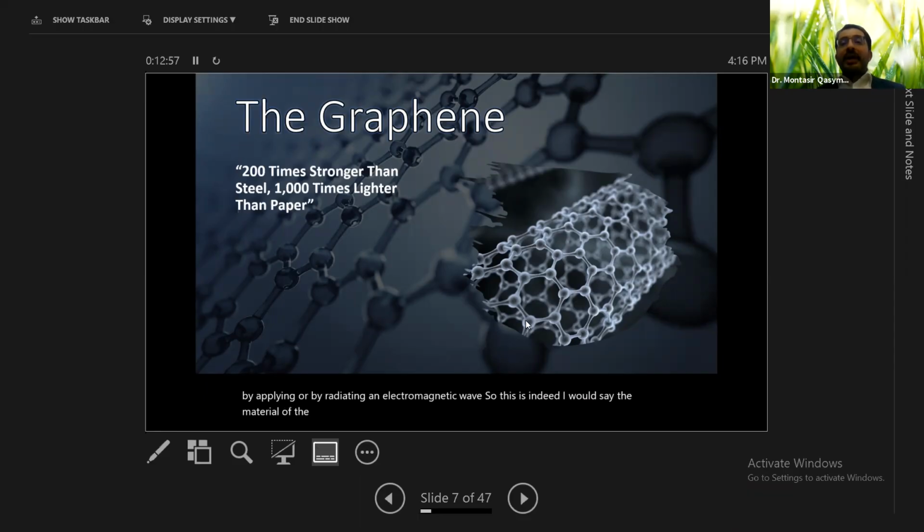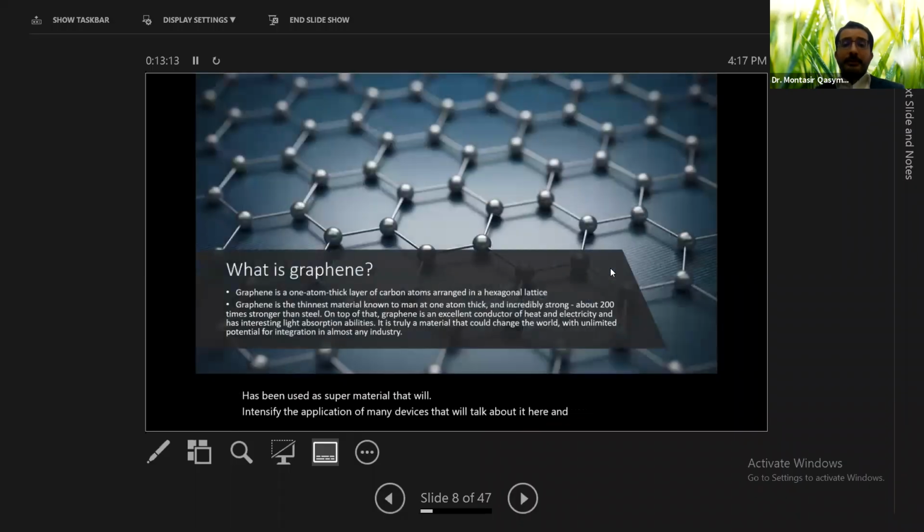It will be, and it has been, used commercially. It has been used as a super material that will intensify the application of many devices that we'll talk about here. And scientists are predicting more applications of graphene in different sectors, including biomedical sectors, electronic sectors, and more.